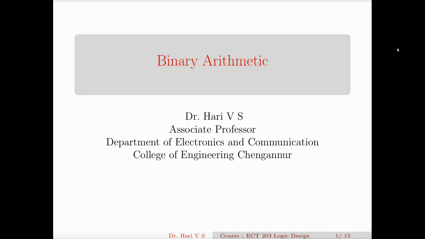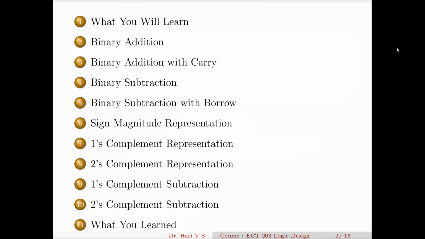So what we see in this session is that you will understand the learning outcomes from this session. Then you will know about binary addition with and without carry, and binary subtraction with and without borrow. The three representations of negative numbers or numbers in general: the sign magnitude, the ones complement and twos complement representation, and their arithmetic, and finally we will see the summary.